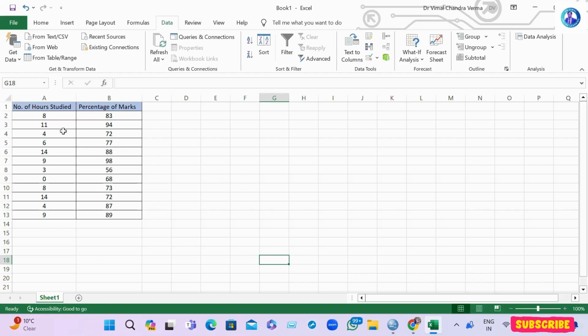So I have got one data set over here in which two variables are there. One is number of hours studied and another is percentage of marks. So we will try to find out what is the correlation between both of them.